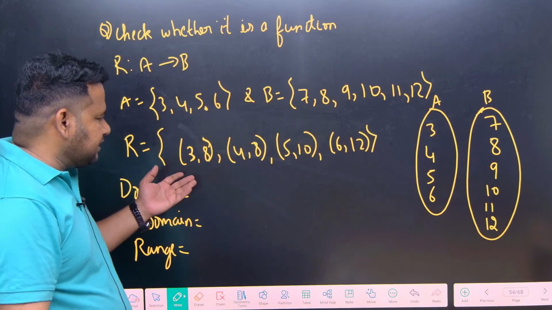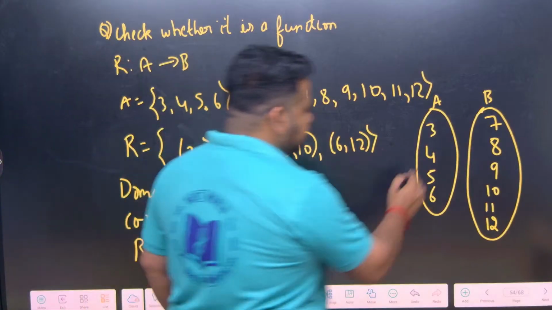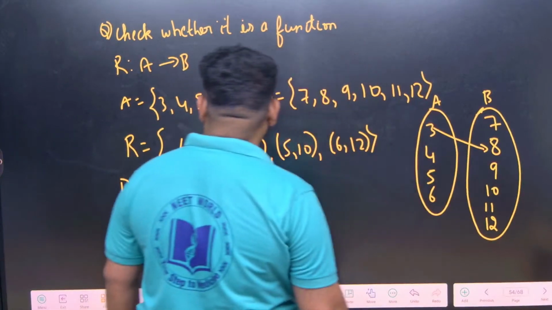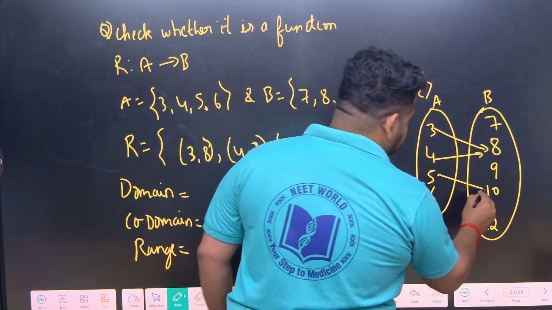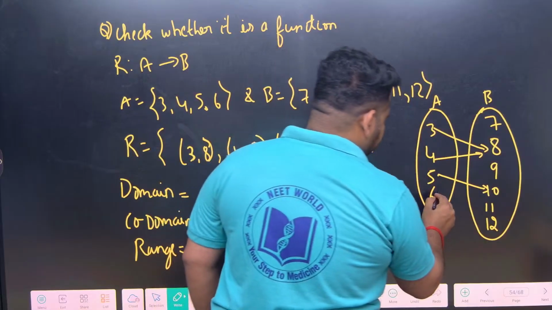In this relation, what are they telling? 3 goes to 8, yes, fine. 4 goes to 8, yes, fine. 5 is going to 10, okay. Then 6 is going to 12, yes, fine.